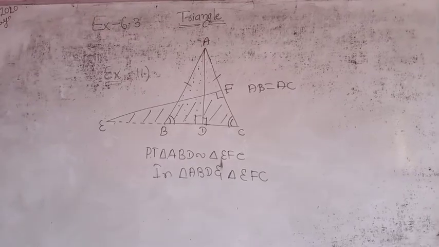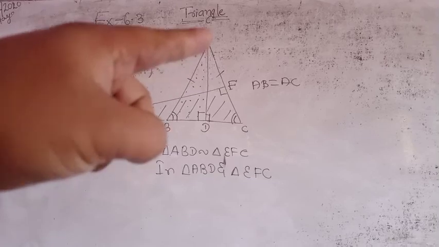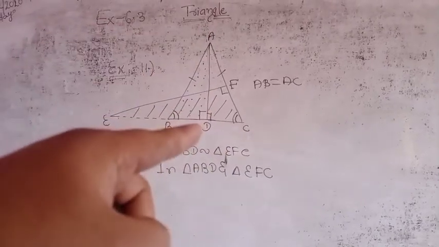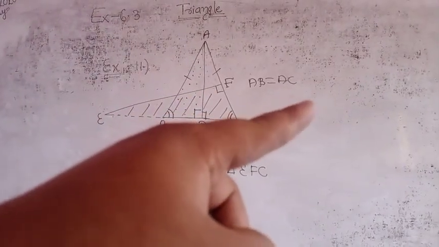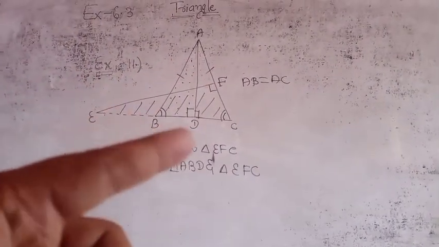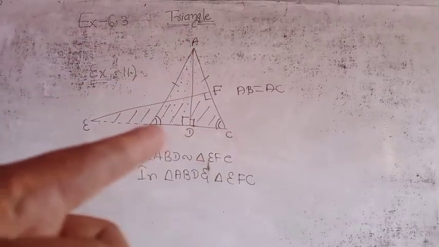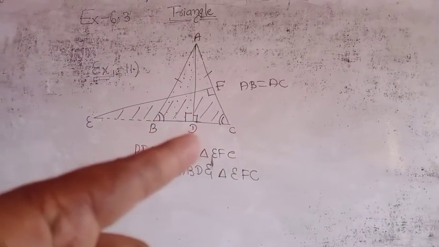Next question, 11th problem. He has given ABC is an isosceles triangle with AB equals to AC. Isosceles triangle means opposite two sides are equal. And also he has given in the question AD is perpendicular to BC, means angle D equals 90 degrees.